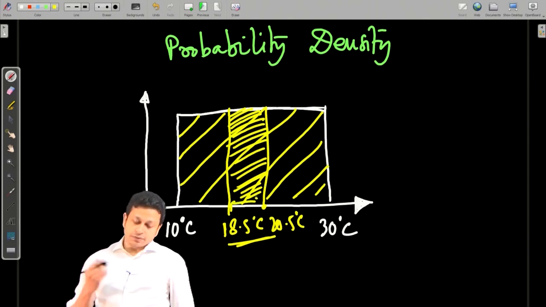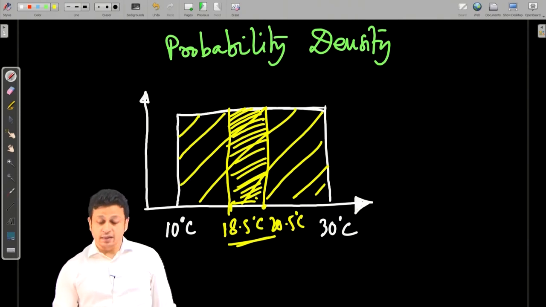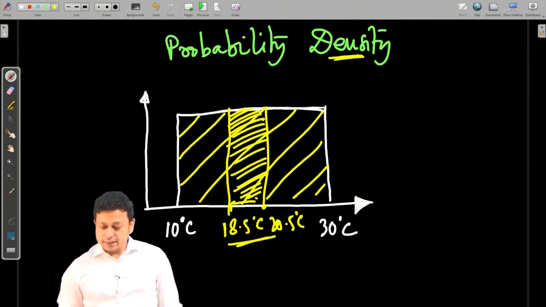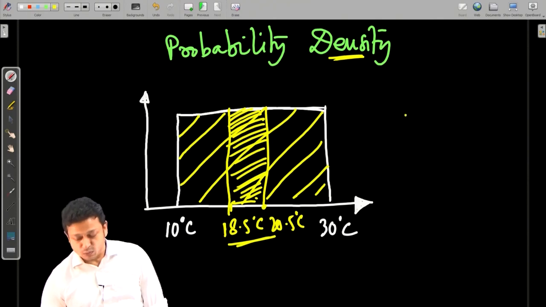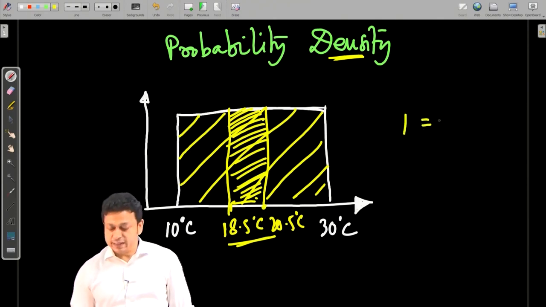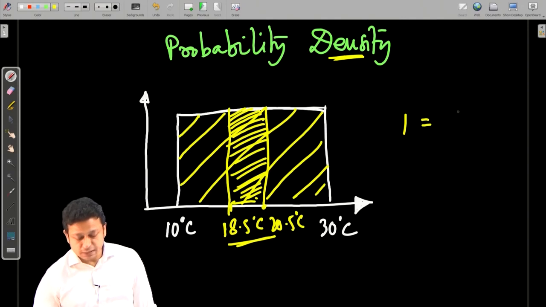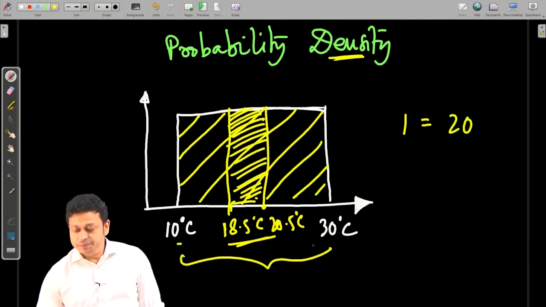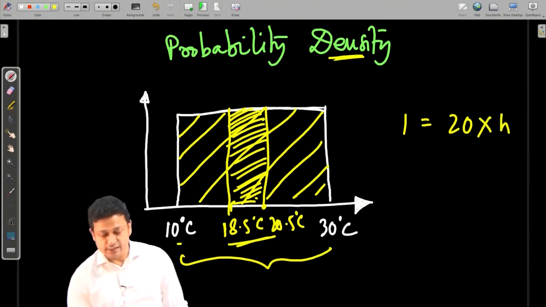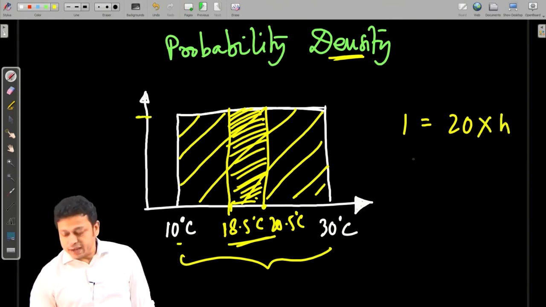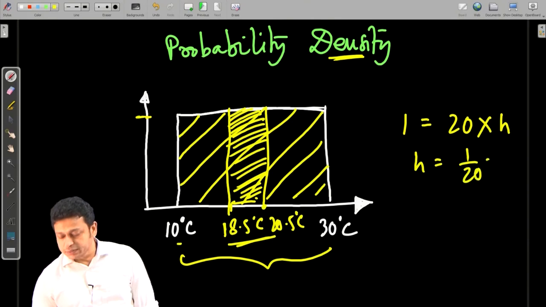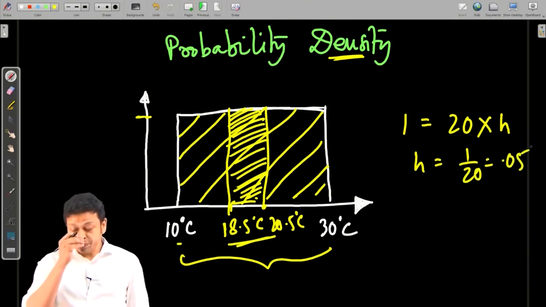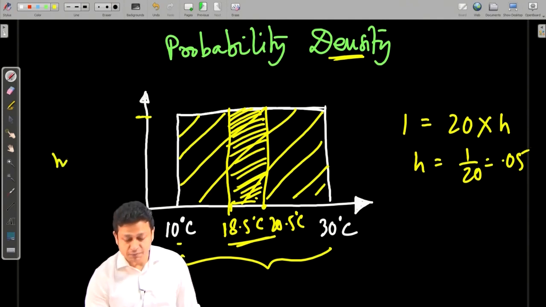Now, to conceptualize the idea of density: the area under the curve we know is 1. So, 1 is going to be for the rectangle, the base, which is 20 here, from 10 to 30, times a certain height h. The height h is then 1 by 20, which is 0.05. This height is known as the probability density.